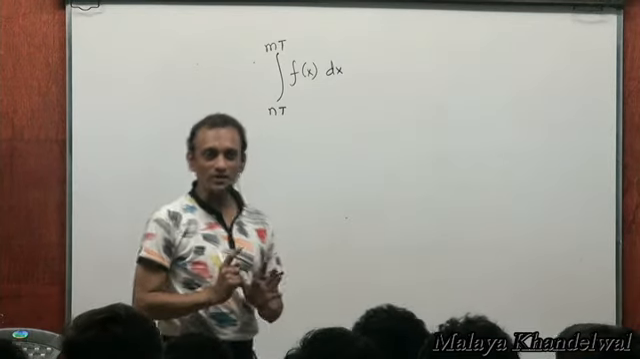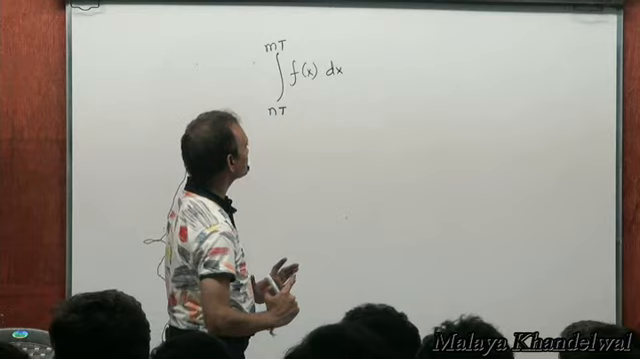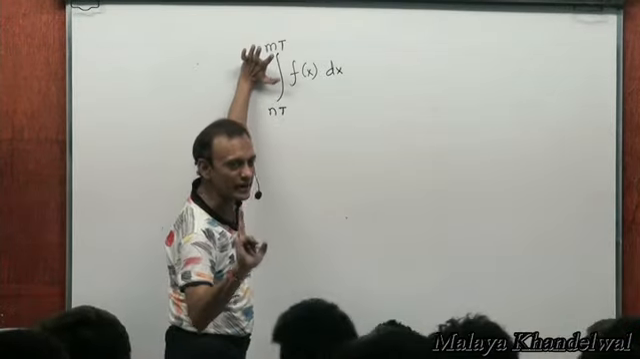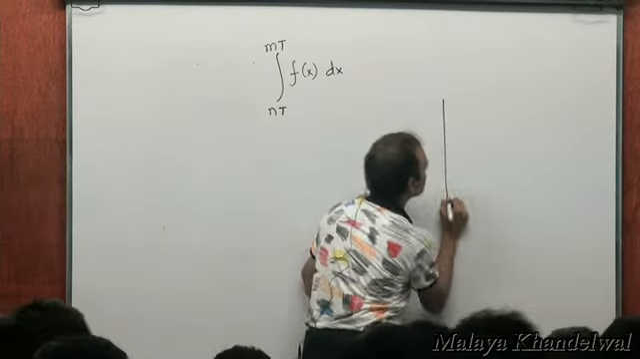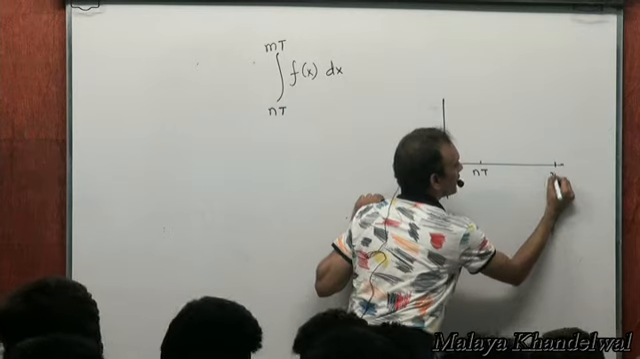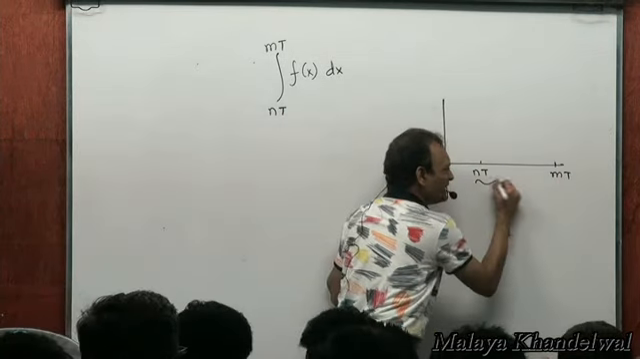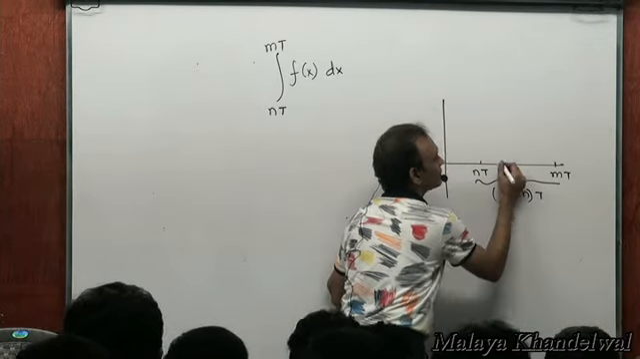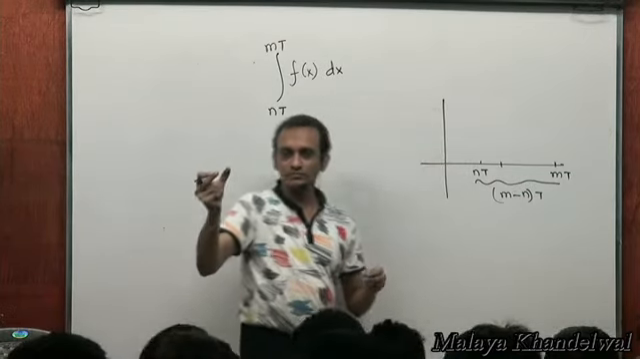Now, if you think about it, it's the area under the graph of f(x) from x equal to nt to x equal to mt. Think of it like this: from x equal to nt to x equal to mt. Now, how many t's are here? M minus n t's are here, each of length t.